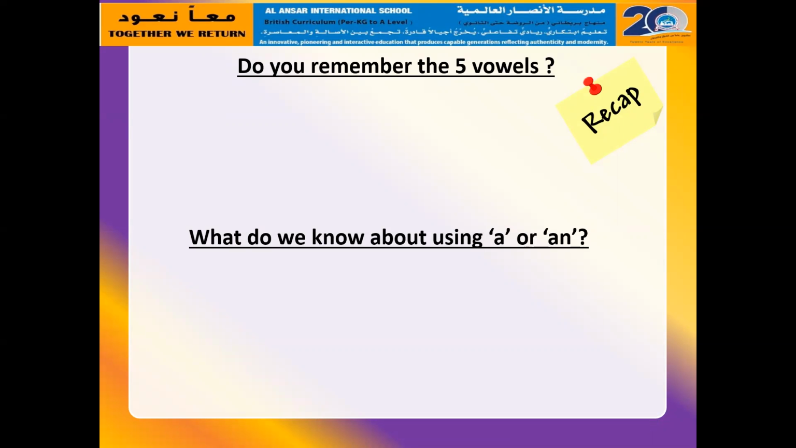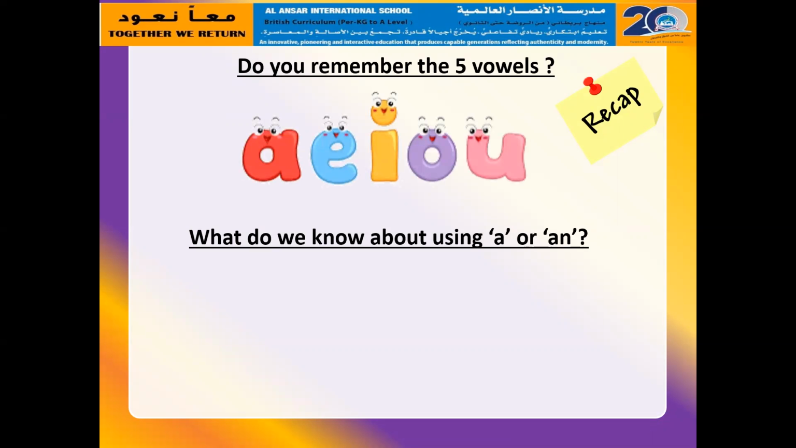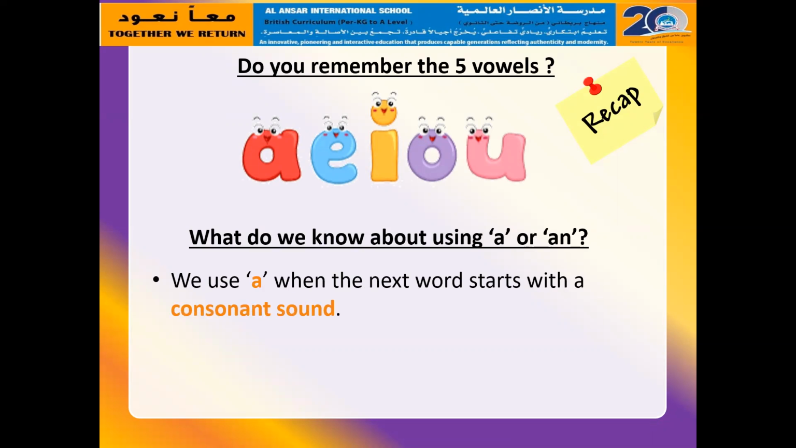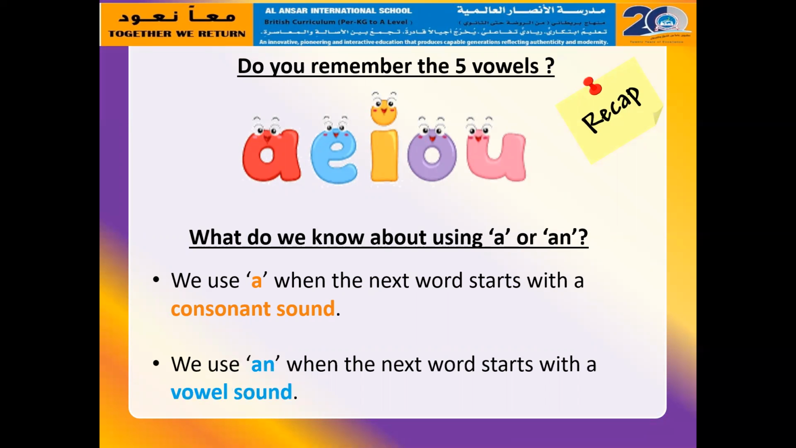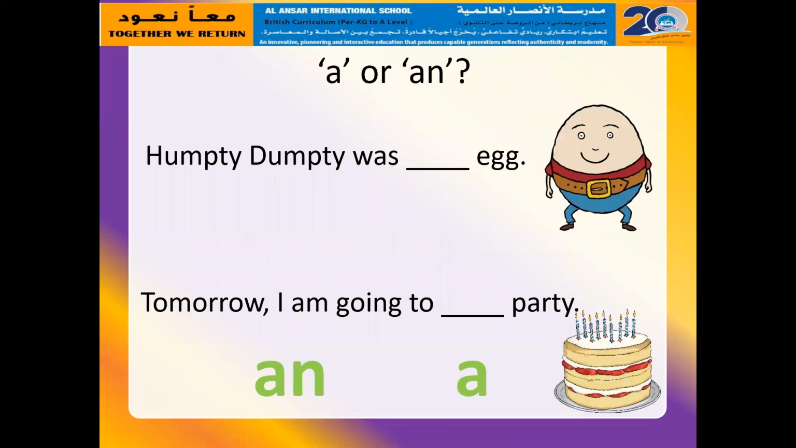Now, let's recap together. Do you remember the 5 vowels? Well done! They are A, E, I, O, U. And do you remember how to use the words a or an? Let's look at it together. When do we use a? When the next word starts with a consonant sound. When do we use an? When the next word starts with a vowel sound. Well done. Now let's do some examples.